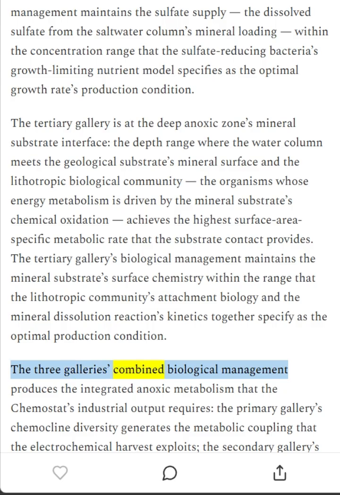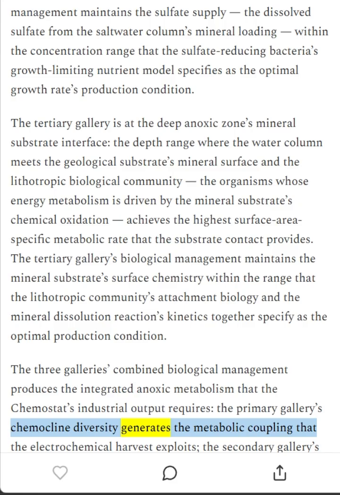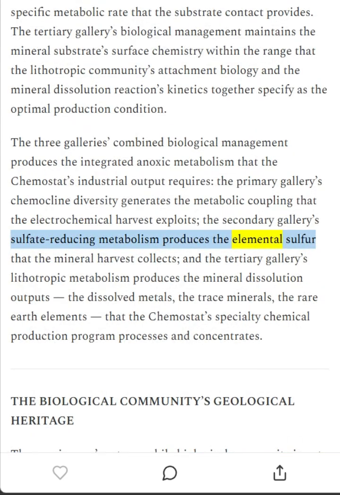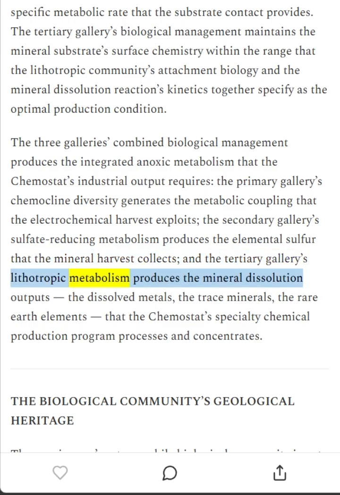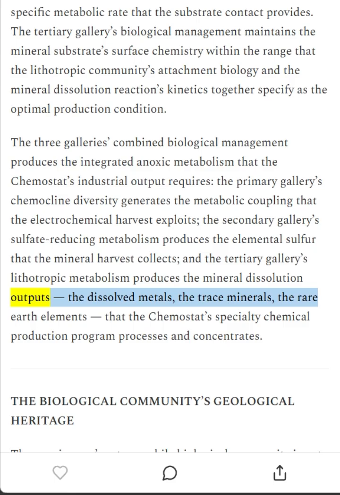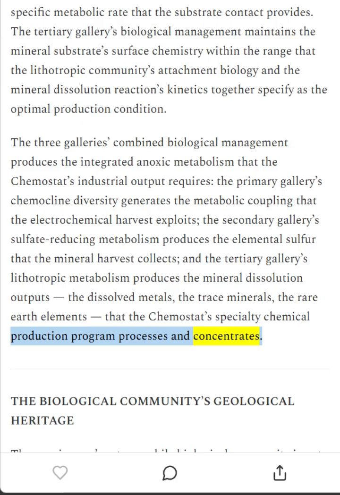The three galleries' combined biological management produces the integrated anoxic metabolism that the chemostat's industrial output requires. The primary gallery's chemocline diversity generates the metabolic coupling that the electrochemical harvest exploits. The secondary gallery's sulfate-reducing metabolism produces the elemental sulfur that the mineral harvest collects, and the tertiary gallery's lithotrophic metabolism produces the mineral dissolution outputs, the dissolved metals, the trace minerals, the rare earth elements that the chemostat's specialty chemical production program processes and concentrates.